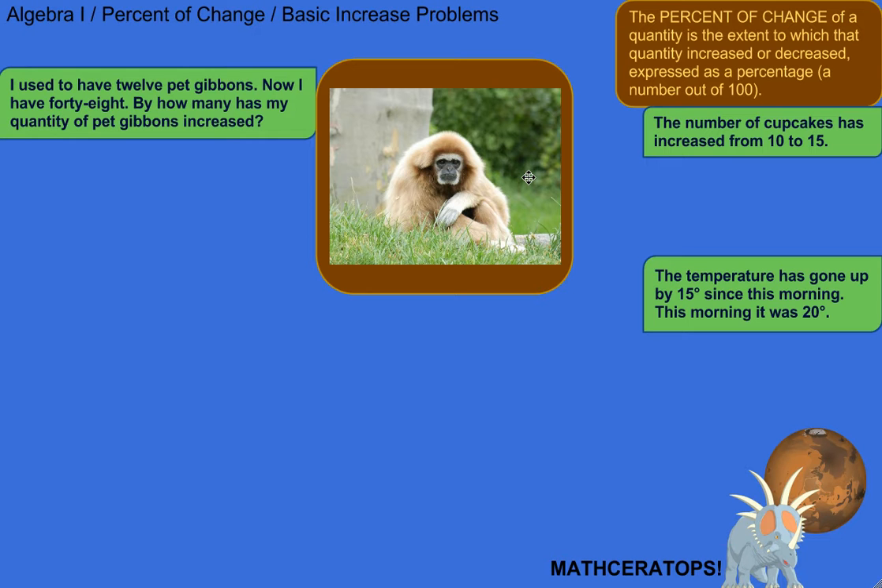So I used to have 12. Now I have 48. By how many has my quantity of pet gibbons increased? Going from 12 to 48, that's an increase of 36 gibbons. But what would that be as a percentage? By what percent has my number of pet gibbons increased?